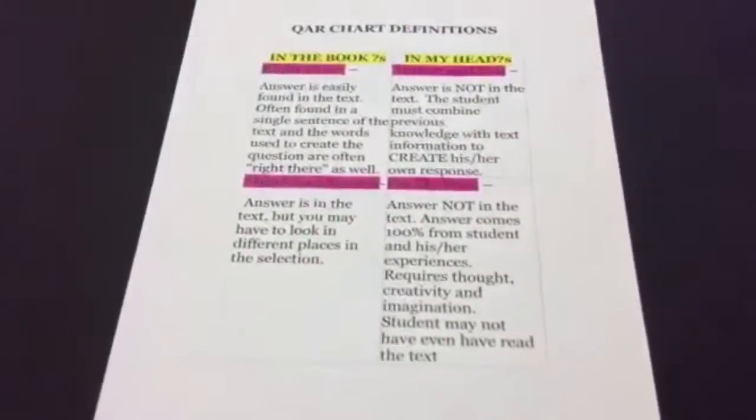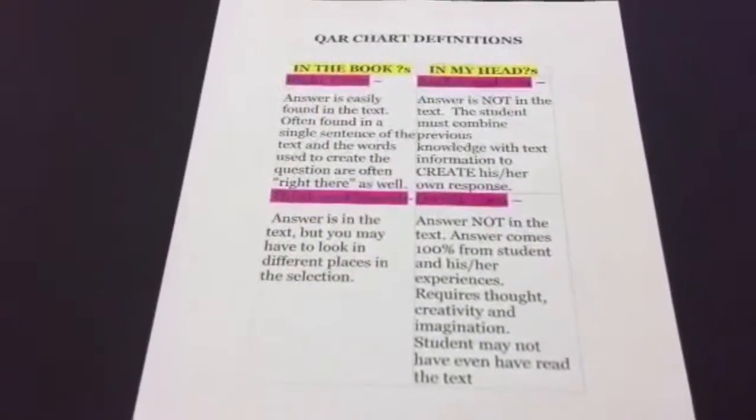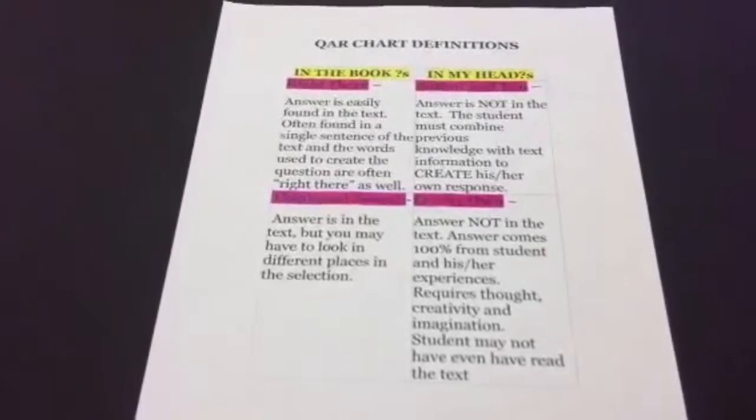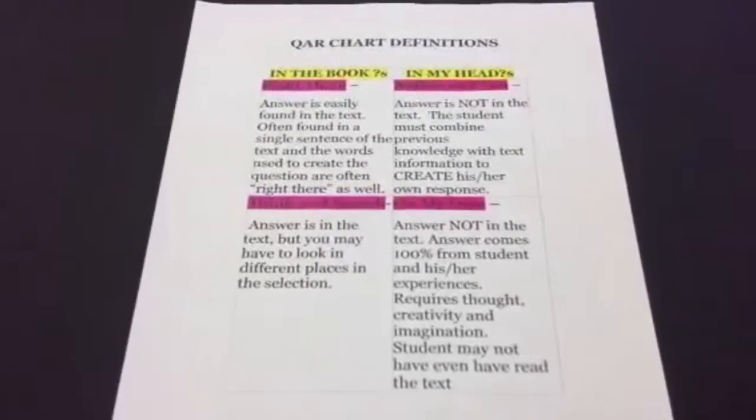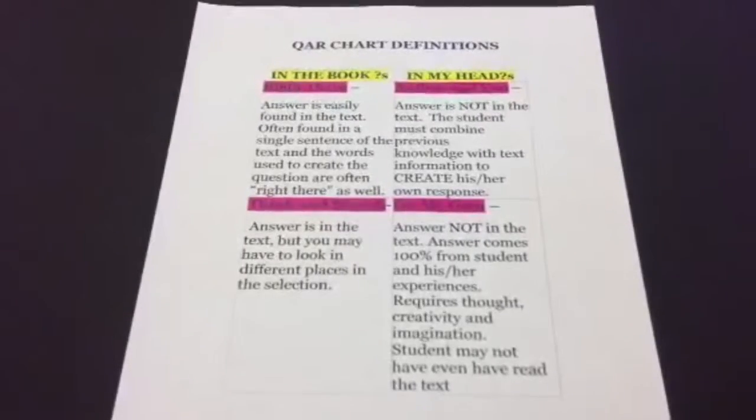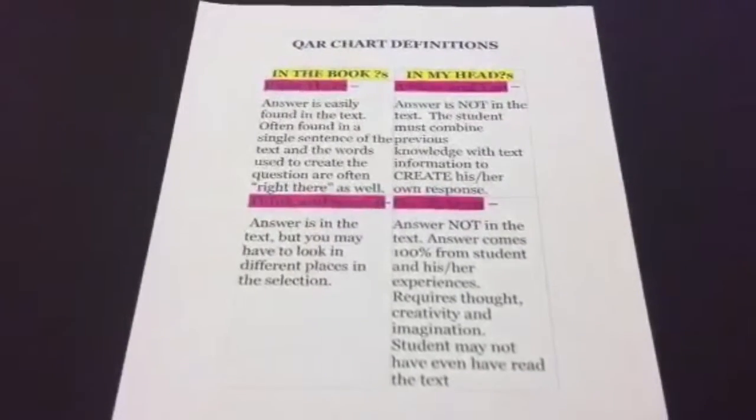Using a chart, first start by explaining to your students that there are two main types of questions they will possibly be asked when reading. Explain the two main categories are in the book questions and in my head questions.